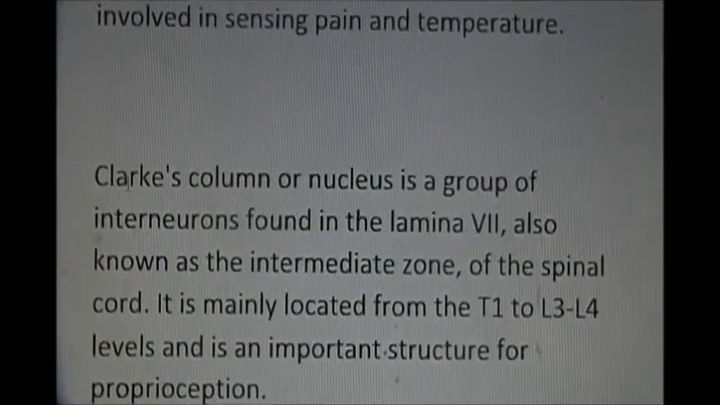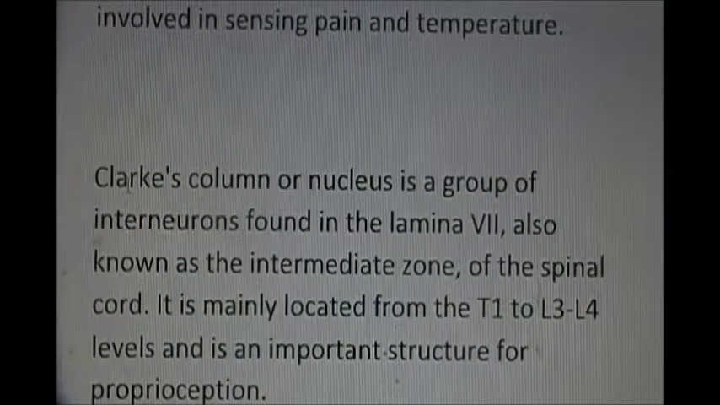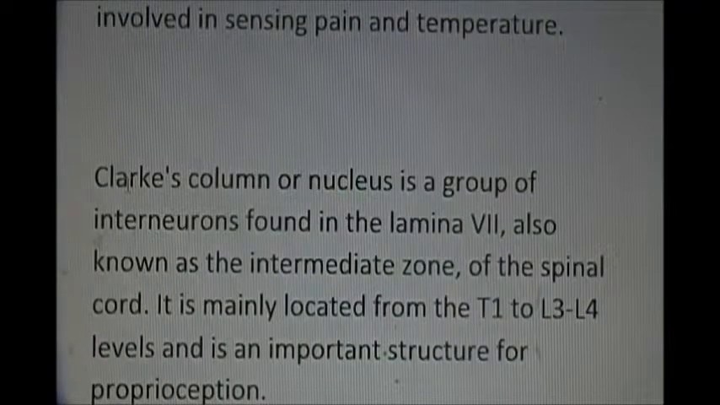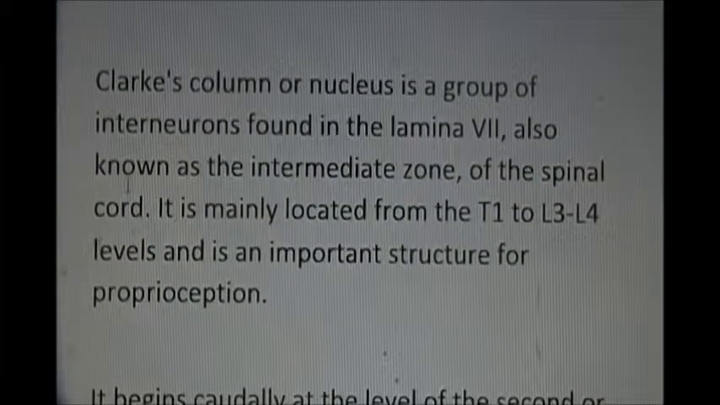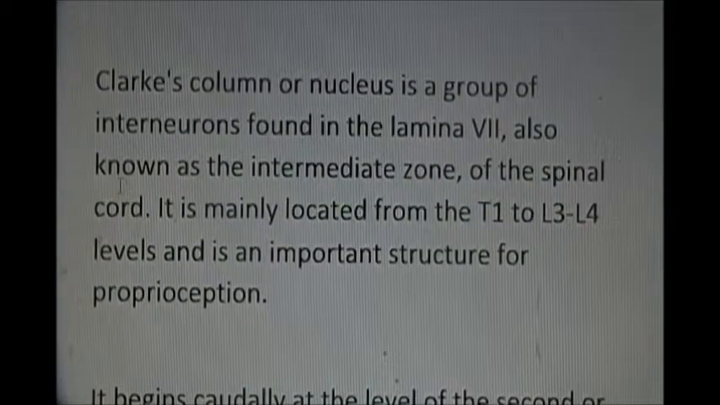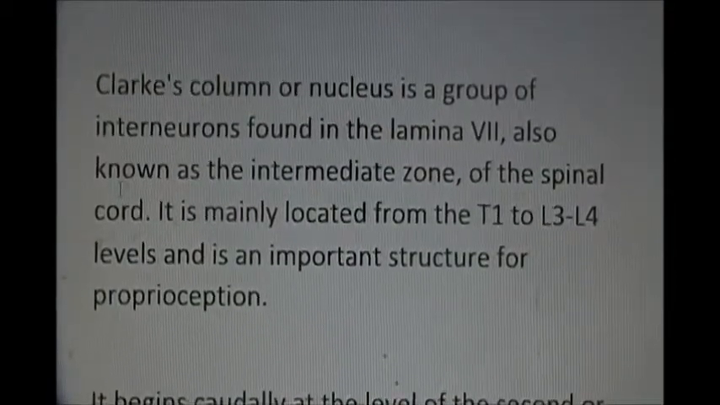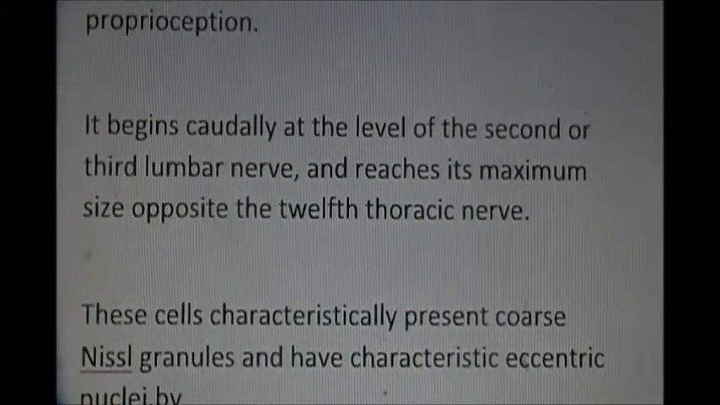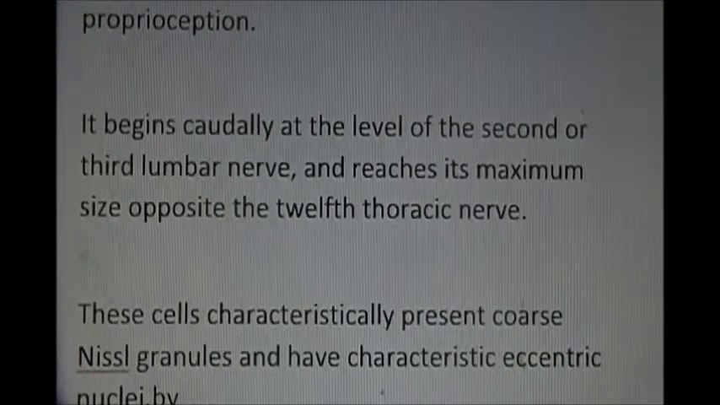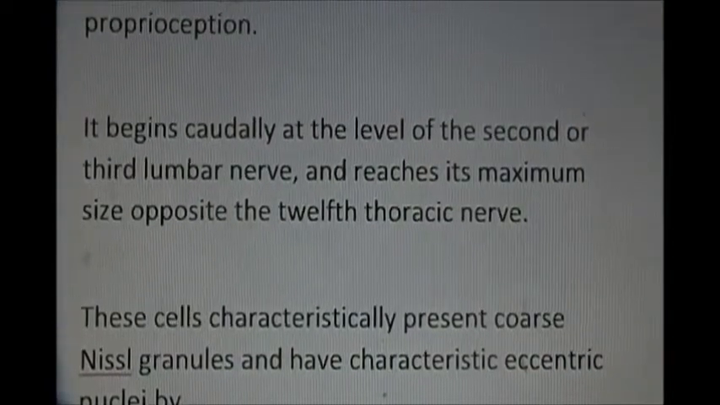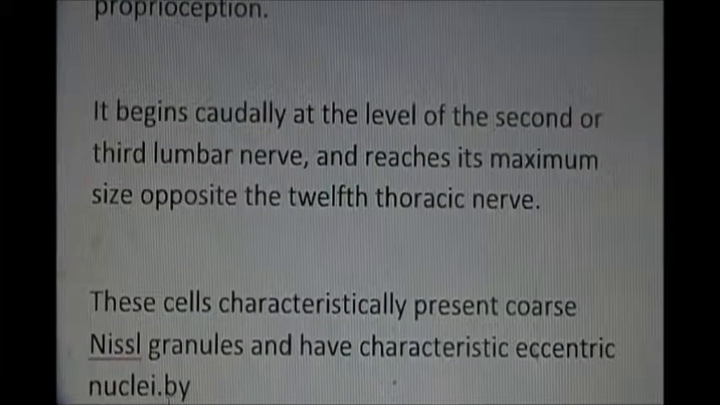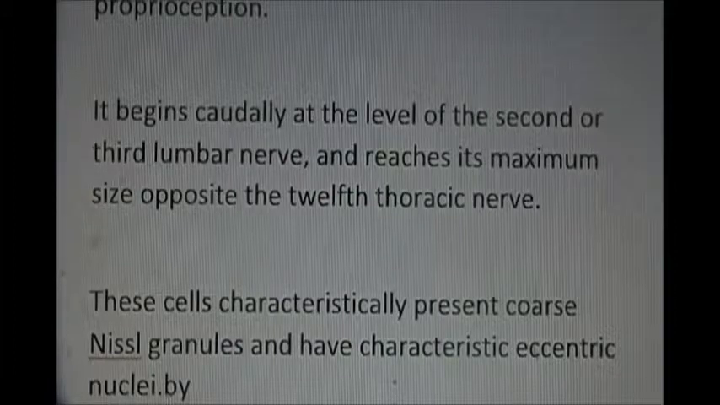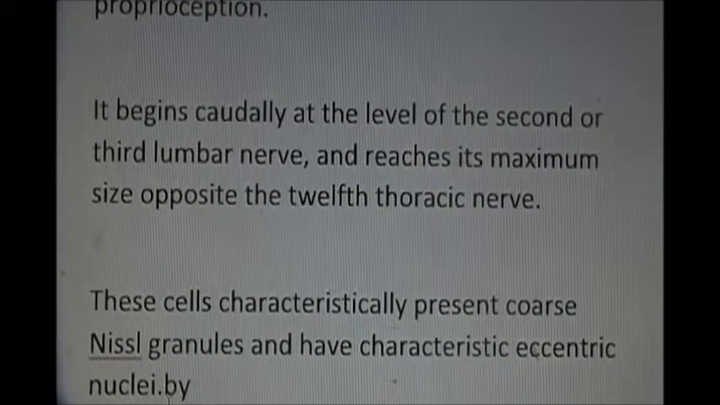The Clark's column. The Clark's column is a group of interneurons in lamina 7, that is also known as the intermediate zone of the spinal cord, and is mainly located from T1 to L3 or 4 and is an important structure for proprioception. Clark's column begins caudally at the level of the third lumbar nerve and reaches its maximum size opposite the 12th thoracic nerve. So it is smaller at the lower level and increases in size as it goes up.